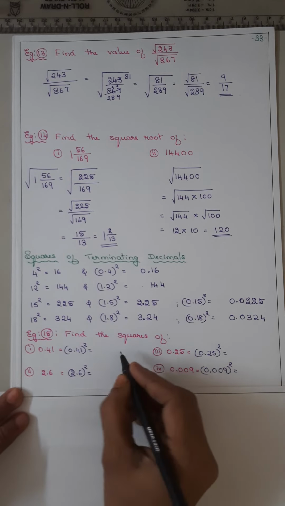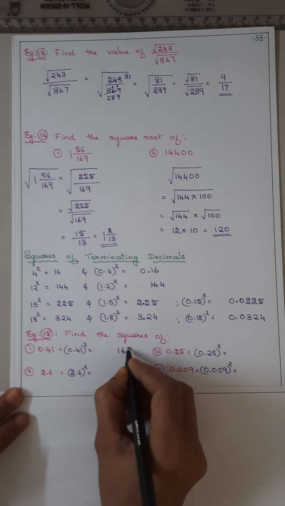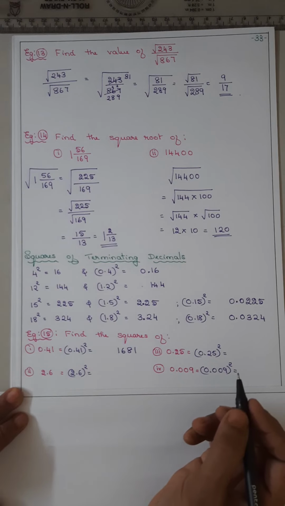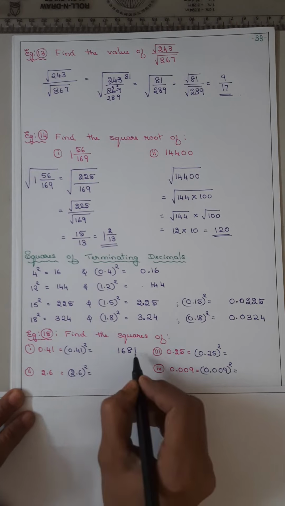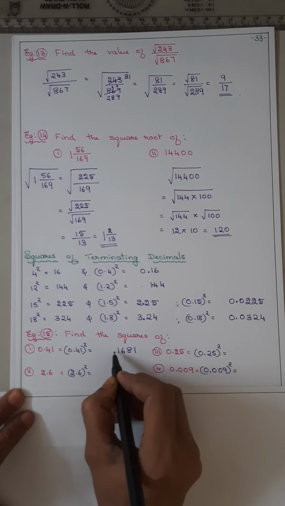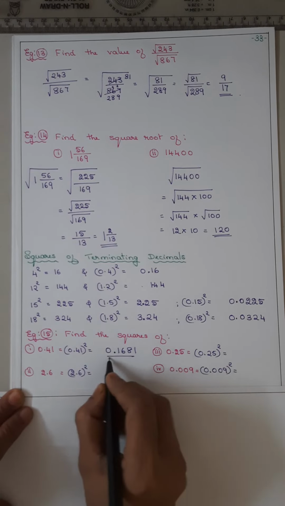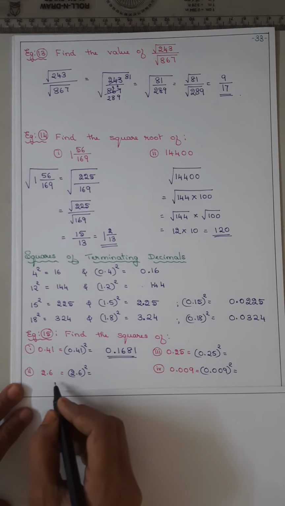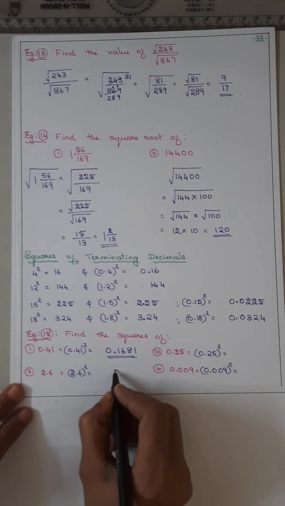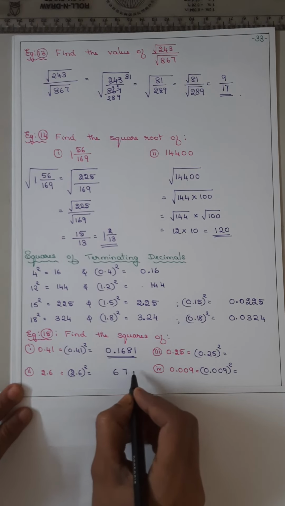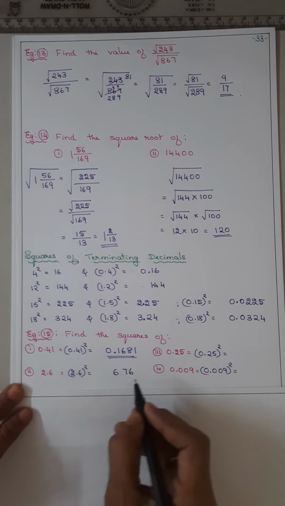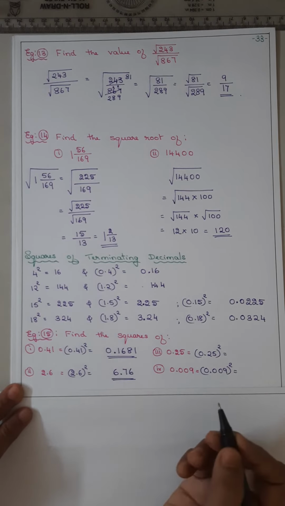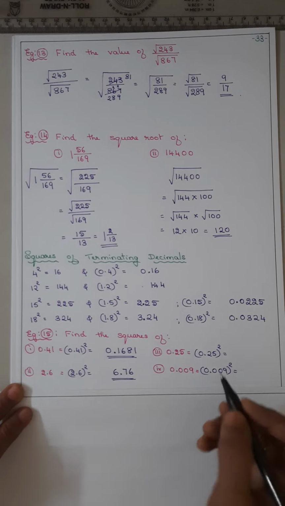41 का square आएगा 1681. Multiply and see, it will be 1681. 2 decimal, 1 2 3 4. The answer will be 4 decimal. 26 square is 676. So 1 decimal in the number, in the answer it will be 2 decimal.